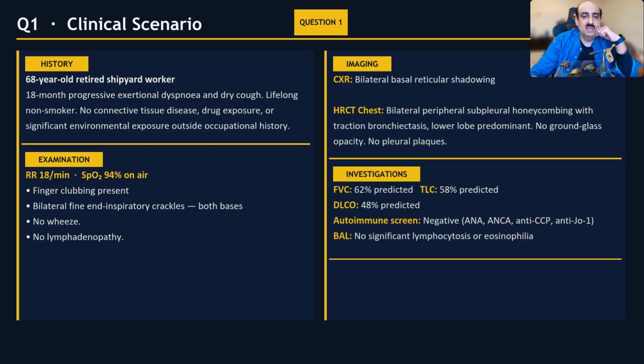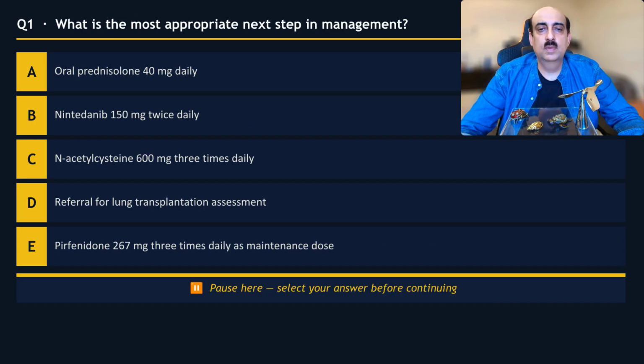His investigations revealed a forced vital capacity of 62% of the predicted, and the total lung capacity of 58% predicted, and the diffusion coefficient of the lung for carbon monoxide was 48% predicted. His autoimmune screen on bloods revealed negative ANA, ANCA, anti-CCP, and anti-Jo1 antibodies, and the bronchoscopy revealed a bronchoalveolar lavage with no significant lymphocytosis or eosinophilia. The main stem of the question: so what is the most appropriate next step in management?